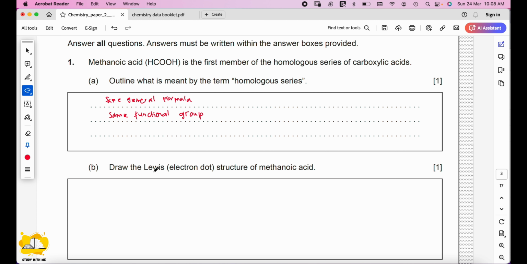B. Draw the Lewis structure of methanoic acid, HCOOH. So C will be double bonded with O, and O, H, and will be C. So O has 2 lone pairs, and this O also has 2 lone pairs.